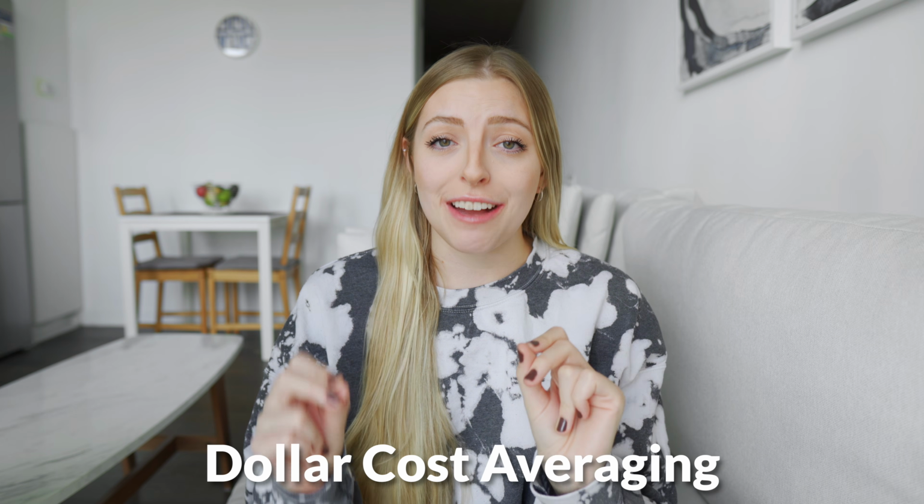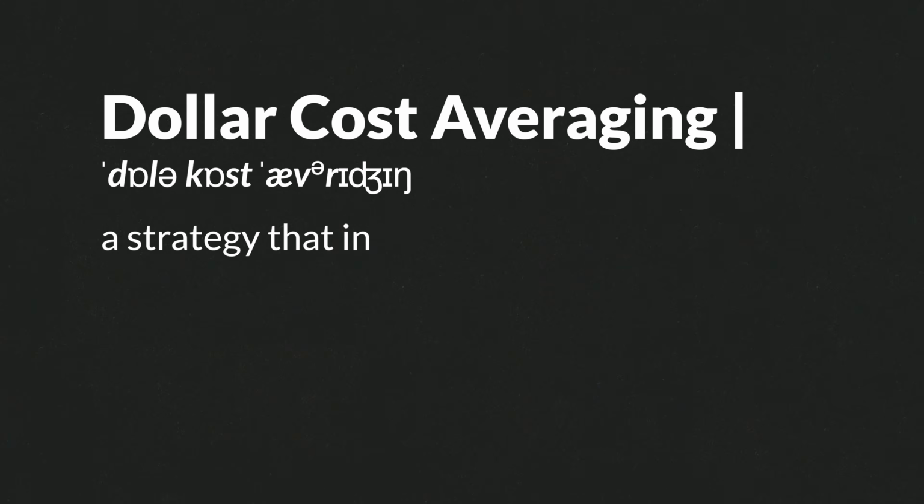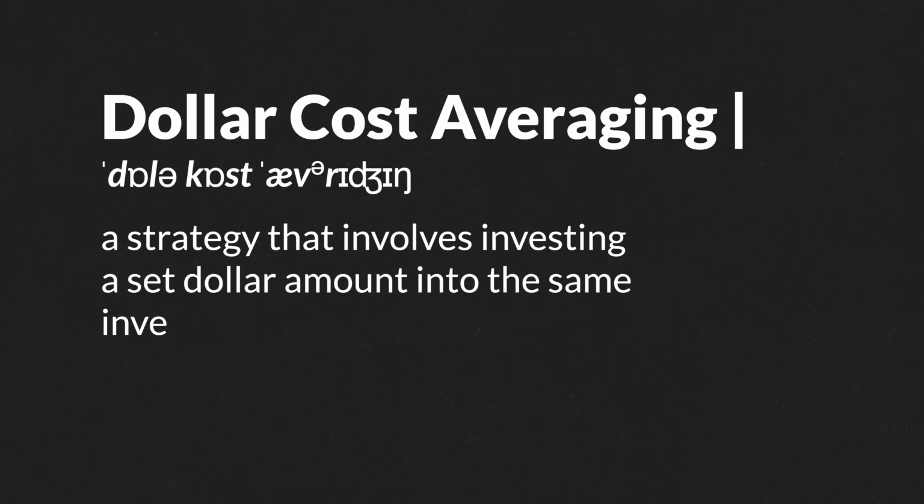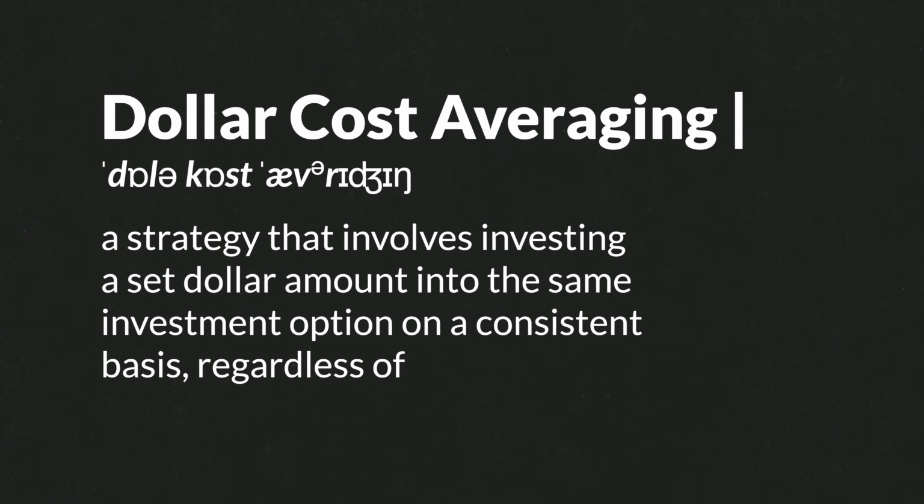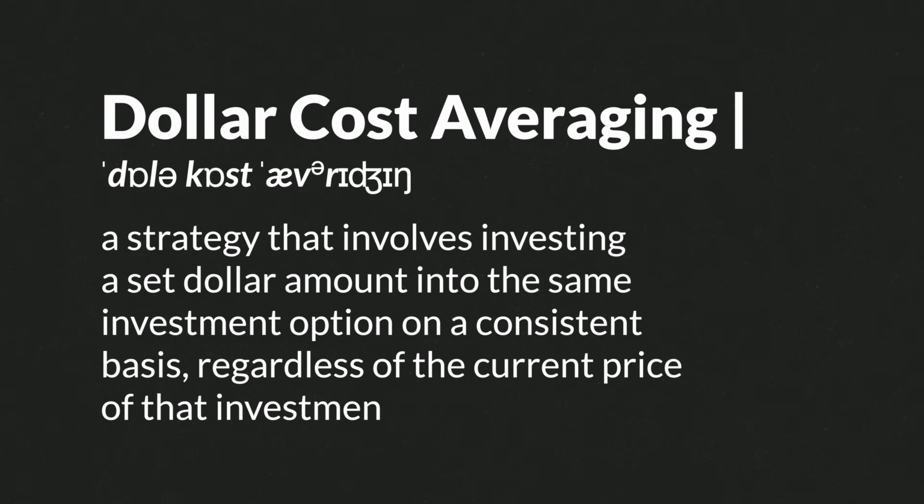The first investing approach that we want to talk about is dollar cost averaging. Dollar cost averaging is a strategy that involves investing a set dollar amount into the same investment option on a consistent basis, regardless of the current price of that investment. For example, you might invest in the same ETF every single month on the first of the month, no matter what the cost of that ETF is on any given first of the month.